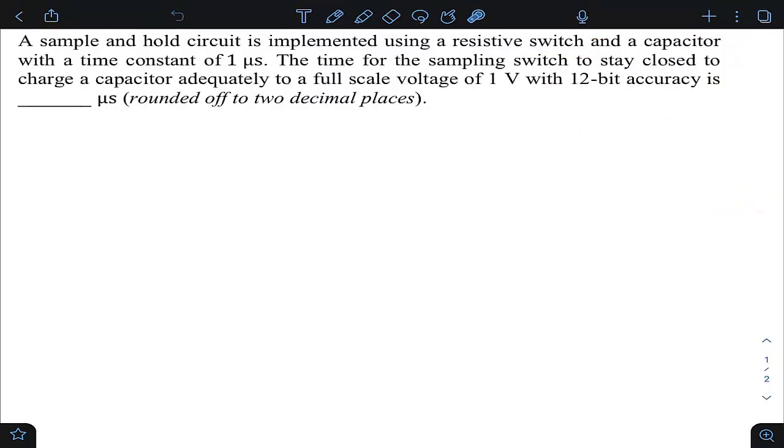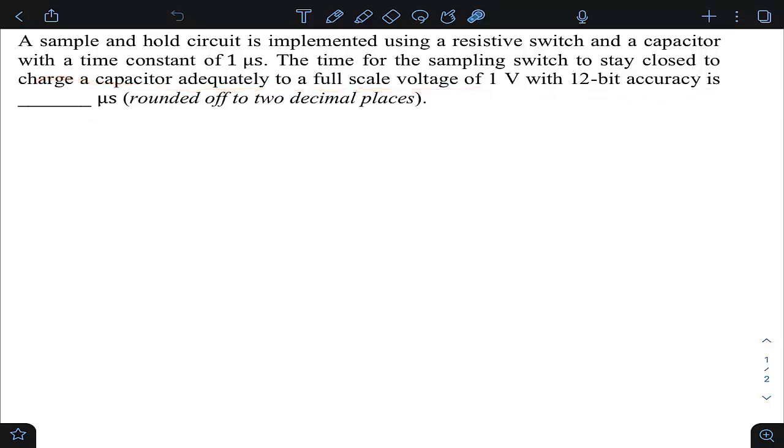This question was asked in GATE 23 of electronics. This is from digital subjects and from the data converter topic. The question is: a sample and hold circuit is implemented using a resistive switch and a capacitor with a time constant of 1 microsecond. The time for the sampling switch to stay closed to charge the capacitor adequately to a full scale voltage of 1 volt with 12-bit accuracy is dash microsecond.